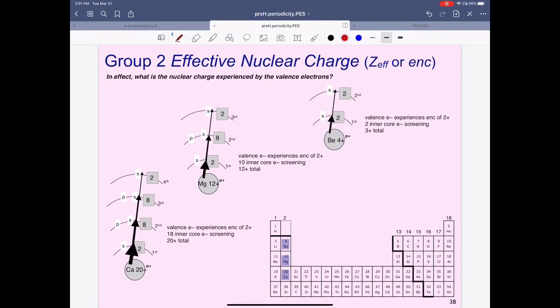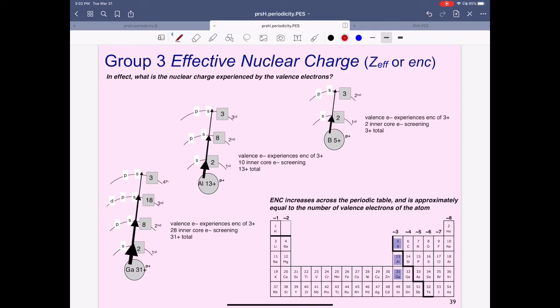Let's look again, this time at group 2. And so we'll take a look at beryllium. I see an error. 4 plus, 4 protons with an inner core of only 2, essentially shields or screens, and the outer valence electron experiences an effective nuclear charge of 2. Magnesium will also end up with 2 because of the 12 protons total, with an inner core of 10, what actually makes it out to the valence electrons would be approximately 2 plus.